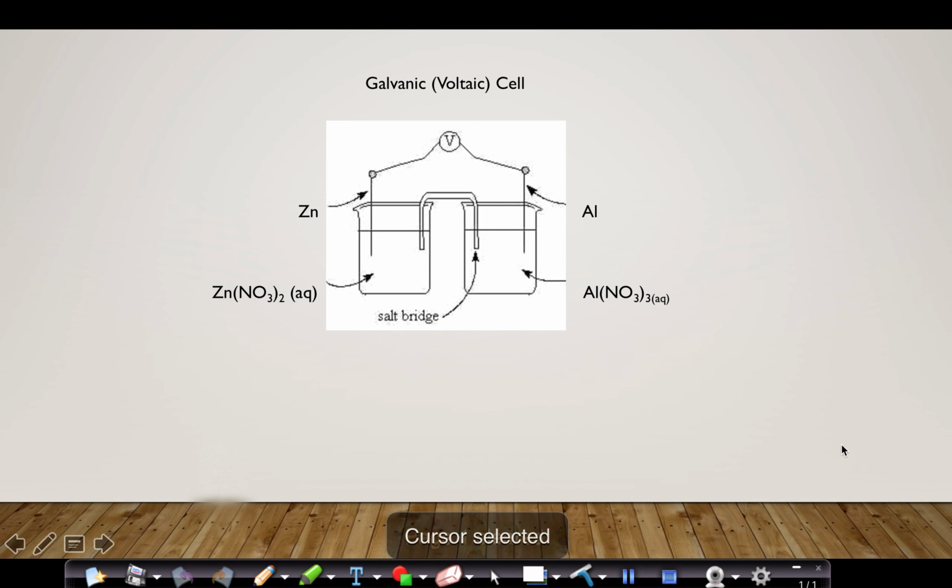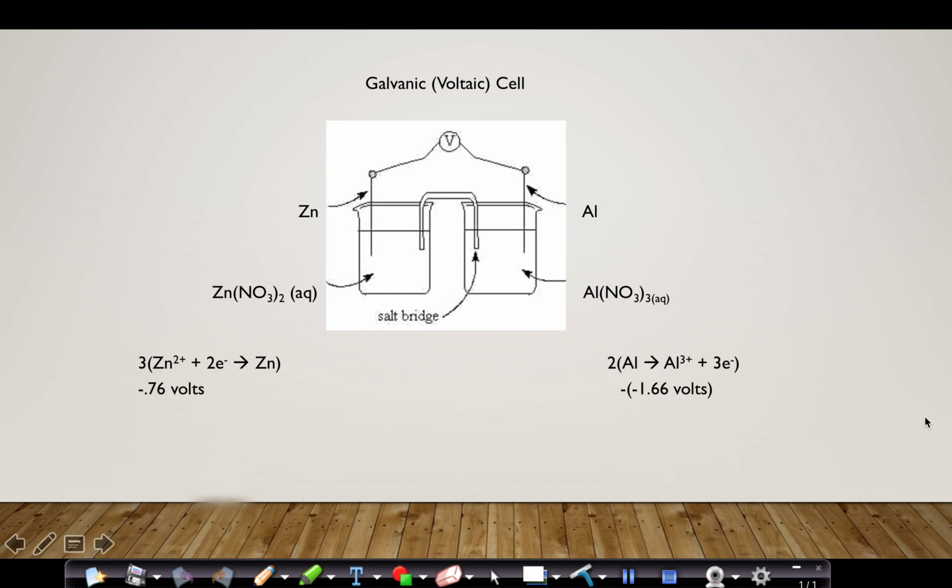If we move on, we take those pieces of information and put them back on here. And we now want to find our cell potential. We said that this reaction for zinc was kept in the same order that it was already in on the table of reduction potentials. So we keep the sign of its voltage. But for the aluminum, we reverse the reaction, so we have to negate the sign for that one.